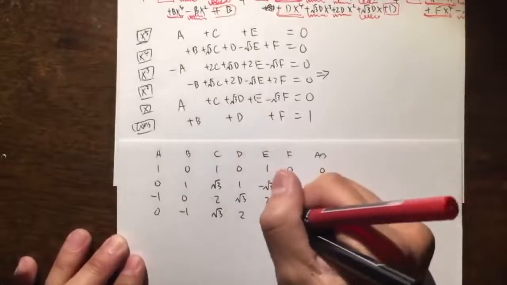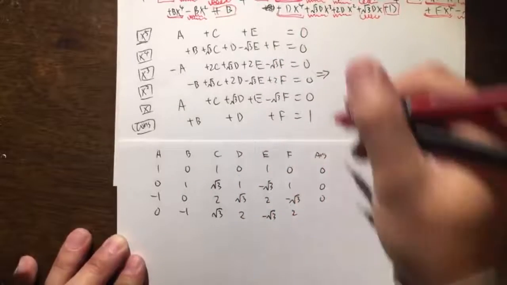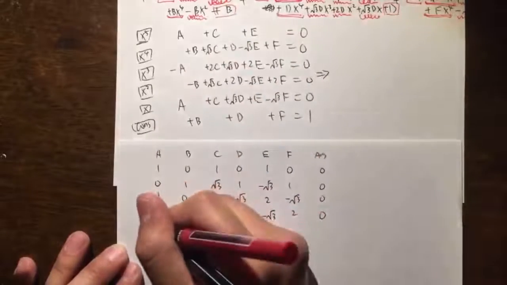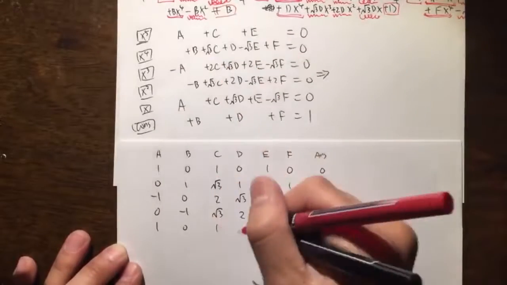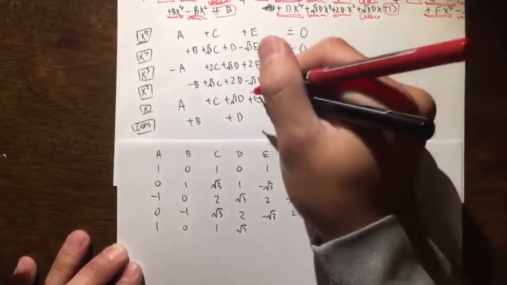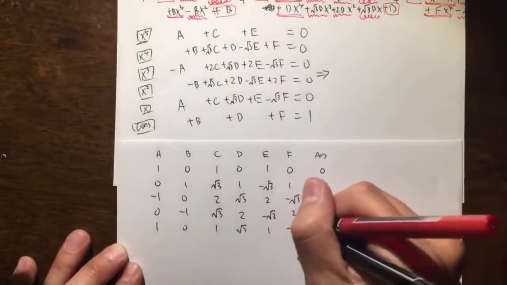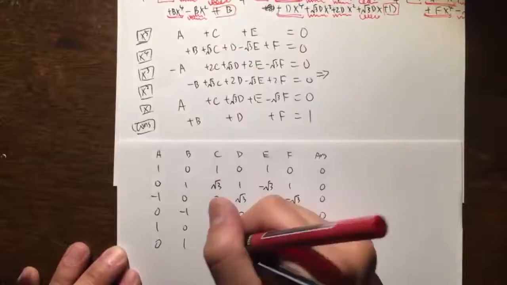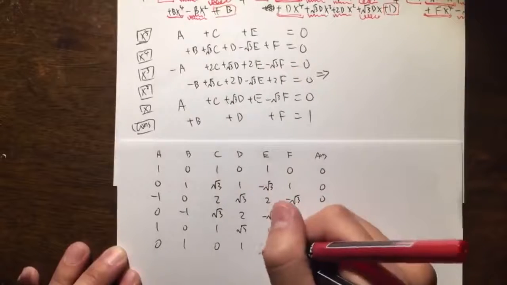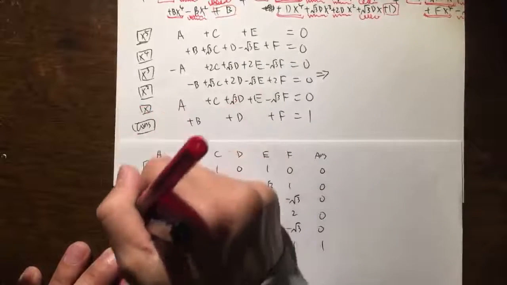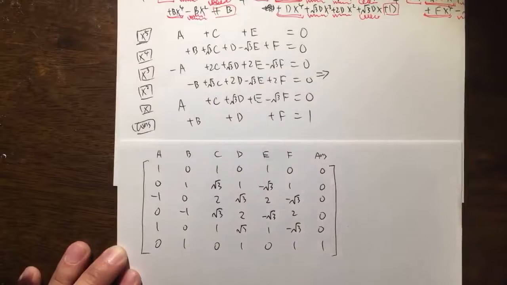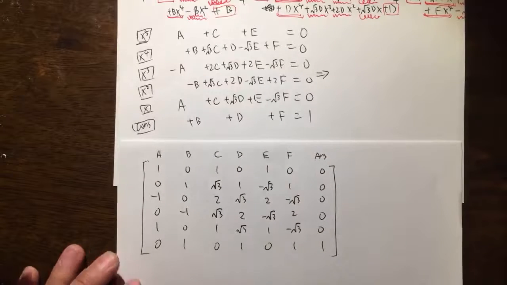And then the fourth row is going to be 0, negative 1, square root of 3, 2, and then negative square root of 3 again, and then 2, and then 0. And then we have 1, 0, 1, square root of 3, and then 1, and then negative square root of 3, and then 0. And lastly, we have 0, 1, 0, 1, 0, 1, 1. Okay, this is going to be, yeah, 6 by 6 system of equations, right?